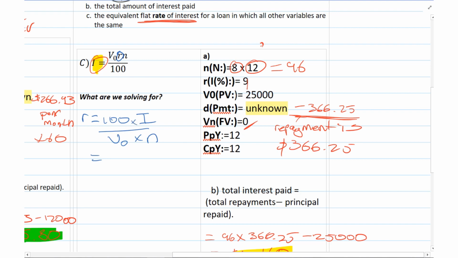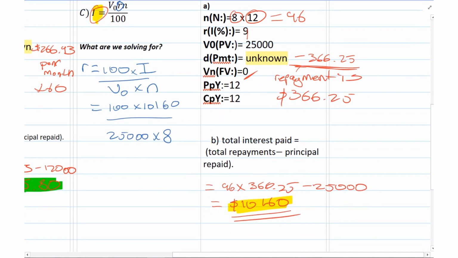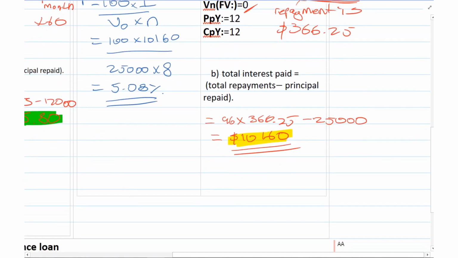So that's 100 times I. I should write it like that. 100 times 10,160 from what we've got there, divided by 25,000, which is our V0, times N. And N we do as 8 because it's 8 years. And remember, simple interest is done per annum. Okay, and we do all that, and we will get a value of 5.08%.